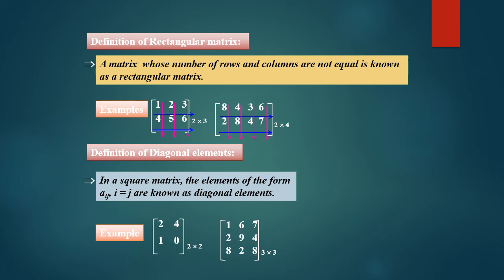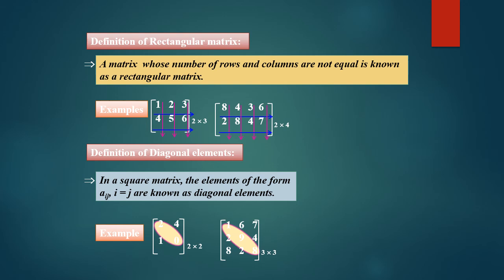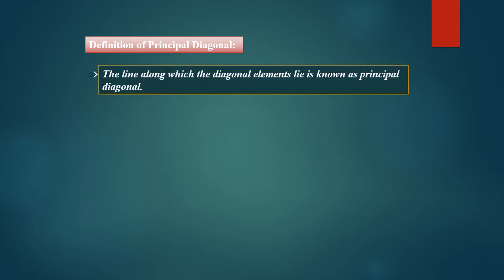Definition: in a square matrix the elements of the form Aij where i is equal to j are known as diagonal elements. Next, this leads us to the definition of principal diagonal. The line along which the diagonal elements lie is known as the principal diagonal.